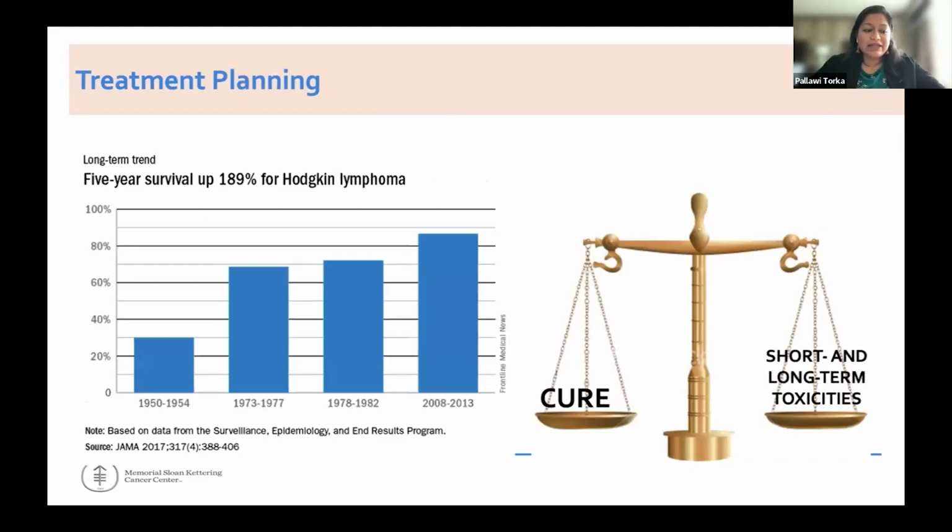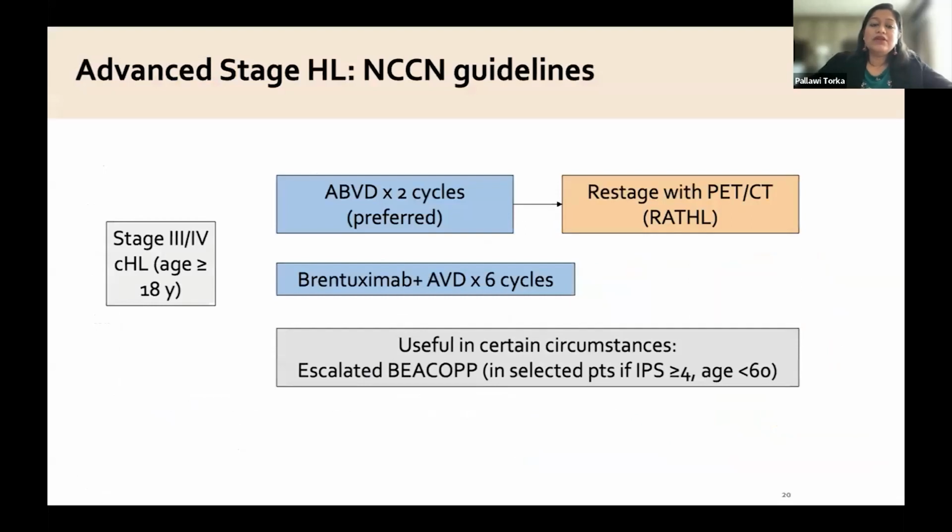In terms of treatment planning, as I had alluded before, it is very important to balance toxicity with the chance of a cure, because the reality is that 80 to 85% of patients with Hodgkin lymphoma will get cured, and they will have to live decades, 50 to 60 years, and deal with the side effects of treatment. So let me start by talking about advanced stage Hodgkin lymphoma first.